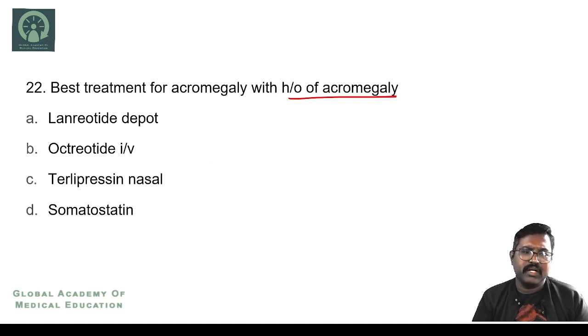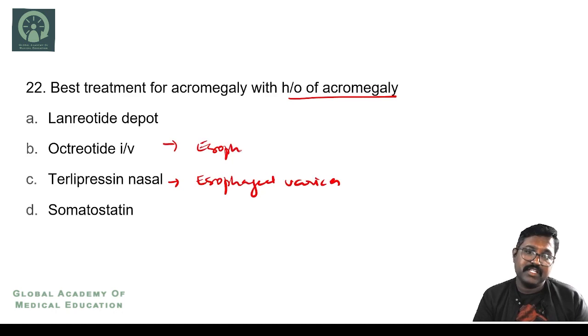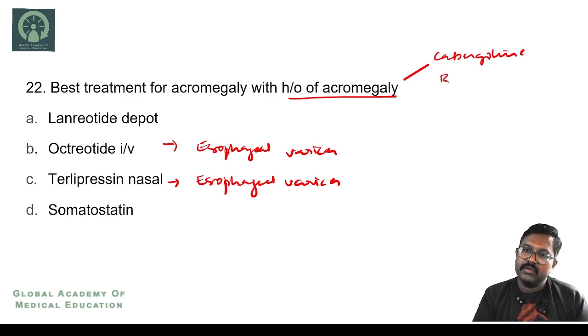So we can use somatostatin. Terlipressin is ruled out, it is mainly used in case of the esophageal varices. Again, octreotide IV is used for the esophageal varices. But what they say in case of acromegaly, you can use the dopamine agonist like cabergoline. You can use bromocriptine.